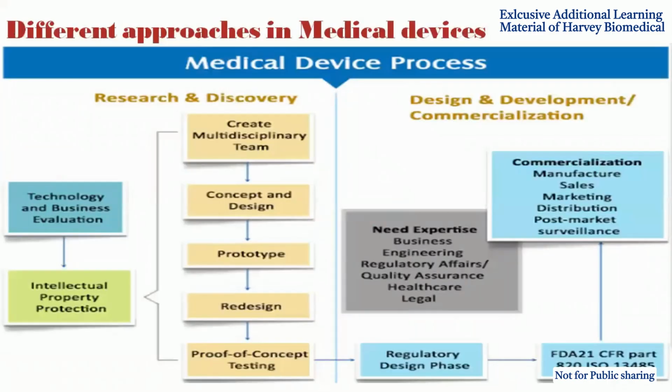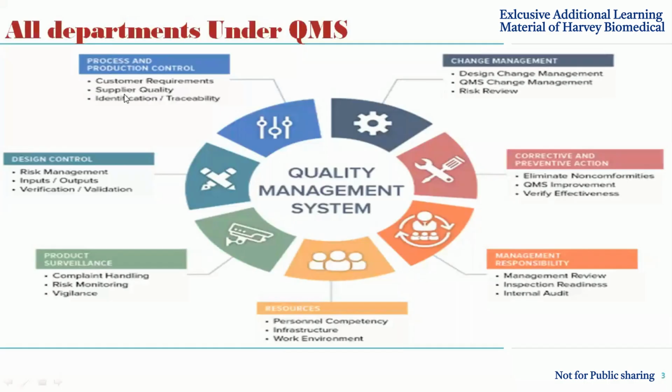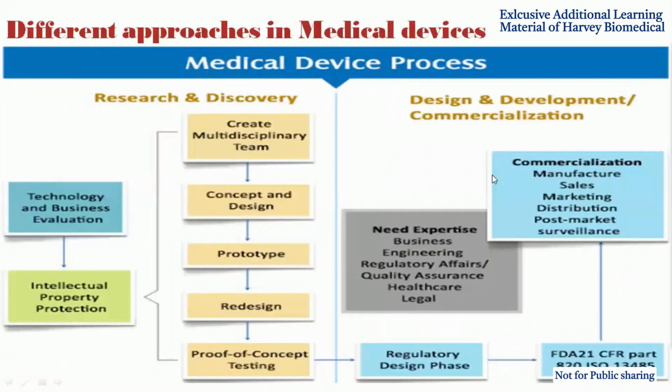If you see the different approaches in medical devices, as I told here: design, control, and process. This is in detail: design and development, commercialization, and research and discovery. When we do research and discovery, design and development, and commercialization, once we have to check the technology and business evaluation and intellectual property protection. We have to check this technology and business evaluation, how it will be there.